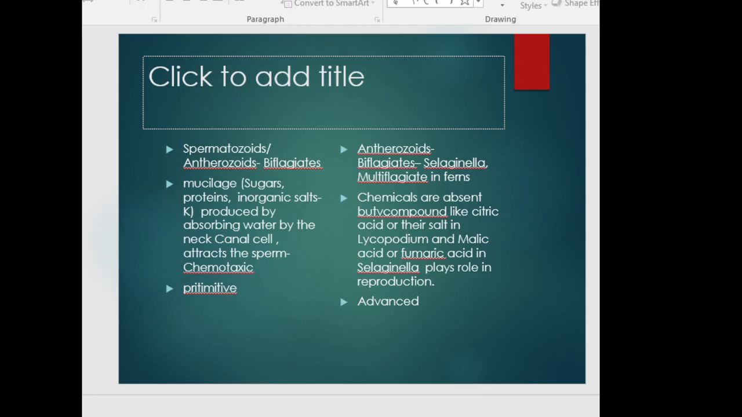Mucilage is produced, containing sugars, protein, inorganic salts, potassium, and it is produced by absorbing the water by the neck canal cell, and they attract the sperm, and this is called the chemotactic type of attraction. While in case of the pteridophytes, mucilage is absent. What compounds like citric acid and other salts in case of Lycopodium can be seen, and malic acid or fumaric acid in Selaginella play a role in the reproduction. So basically bryophytes are the primitive type and the pteridophytes are the advanced type.